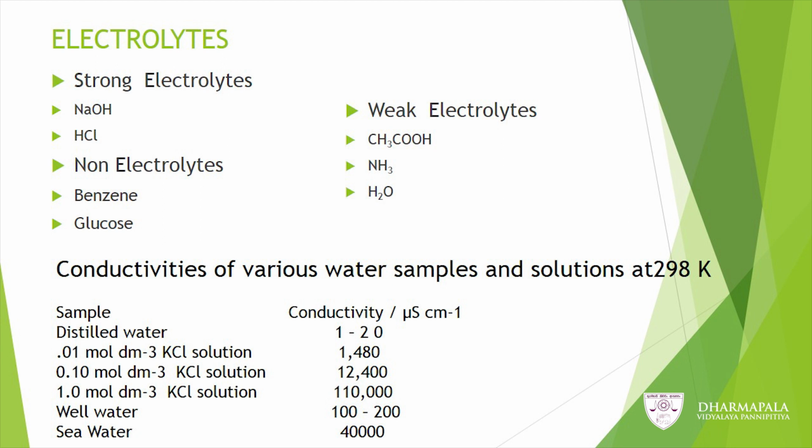So, both the strong electrolytes and weak electrolytes conduct electricity. They can conduct electricity because they have mobile ions. Non-electrolytes do not conduct electricity. For example, you can give benzene, glucose, kerosene. They are non-electrolytes. They do not have mobile charge carriers. Therefore, they do not conduct electricity.